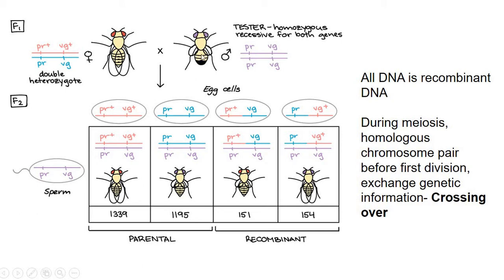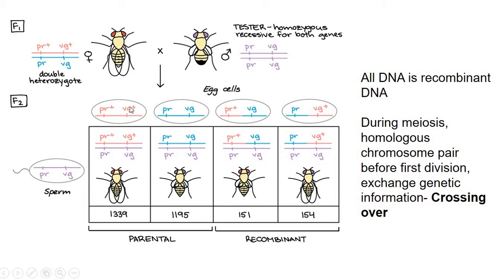And this fly mates with a male which is homozygous recessive for both genes, so both of these genes are recessive in the male. When these flies mate, this female will make eggs that have either this allele or this allele, right? The male will make only one kind of sperm, because it's homozygous for both of these alleles. So the sperm will have only one kind.